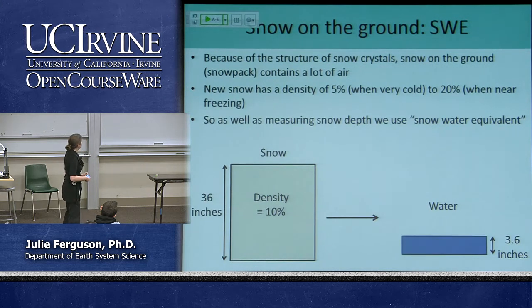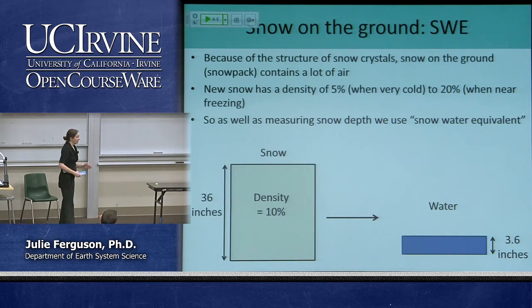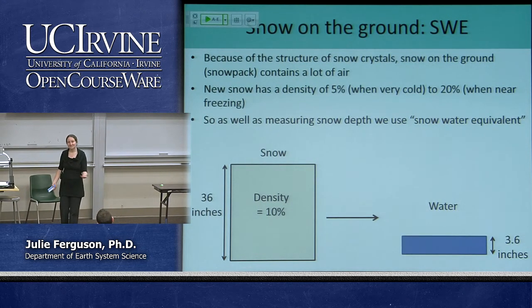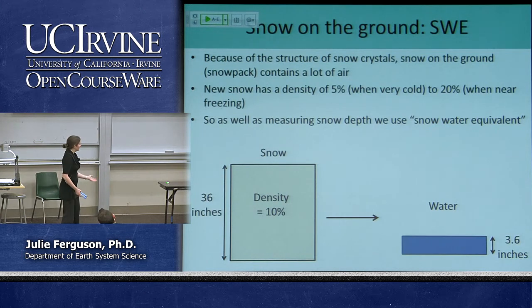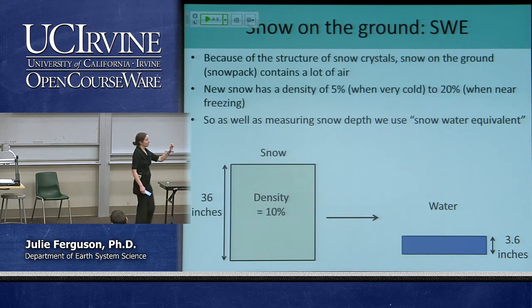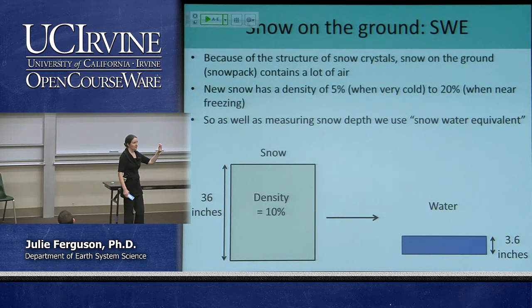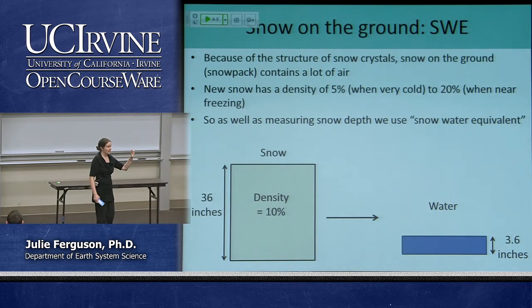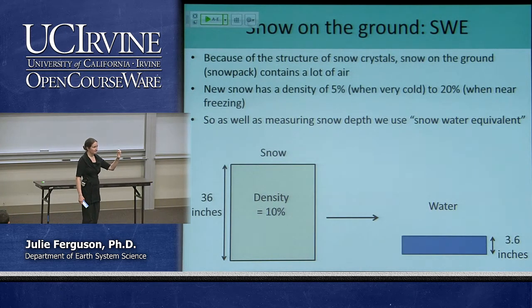So that's why we use snow water equivalent, and this is basically what that means. If we have 36 inches, so 3 feet of snow, and that snow has a density of 10%, so 10% of it is water and 90% of it is air, then when that melts, it will give us a layer of water maybe 3.6 inches thick. Okay?